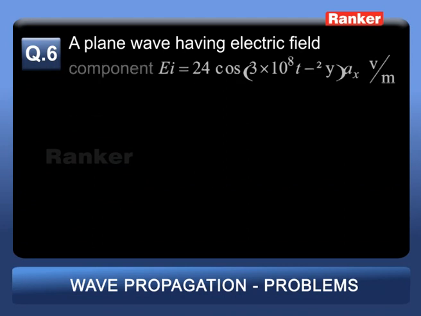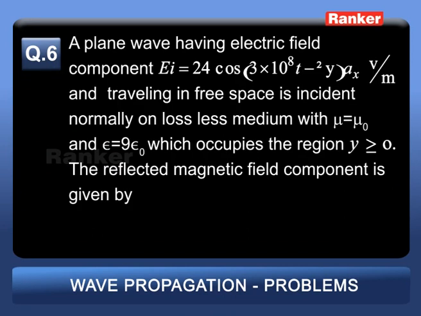Question number 6. A plane wave having electric field component Ei equals 24 cos(3 into 10 power 8 t minus beta y) ax volt per meter, and traveling in free space, is incident normally on a lossless medium with mu equals mu naught and epsilon equals 9 epsilon naught, which occupies the region y greater than or equal to 0.